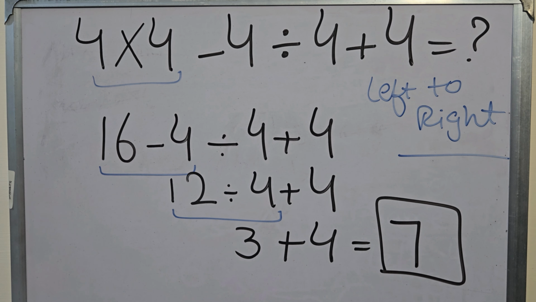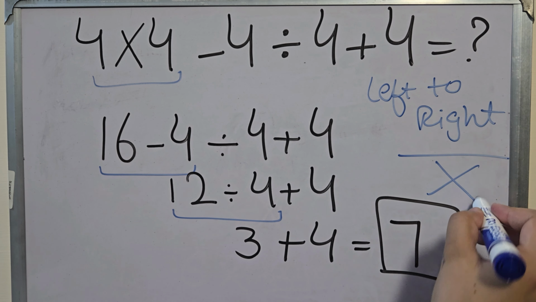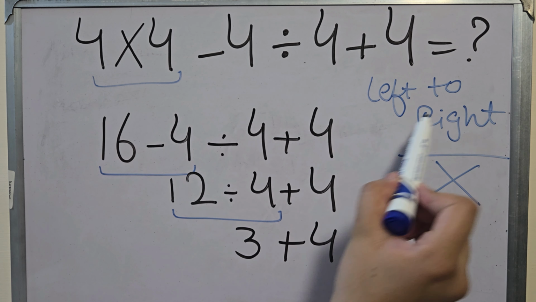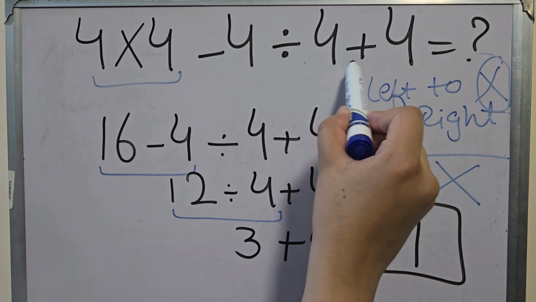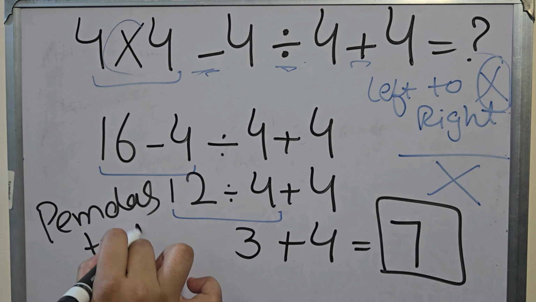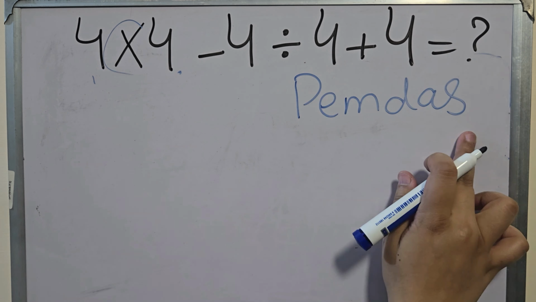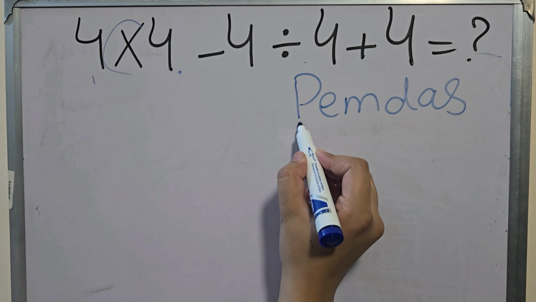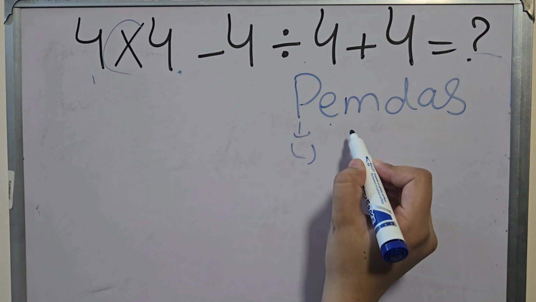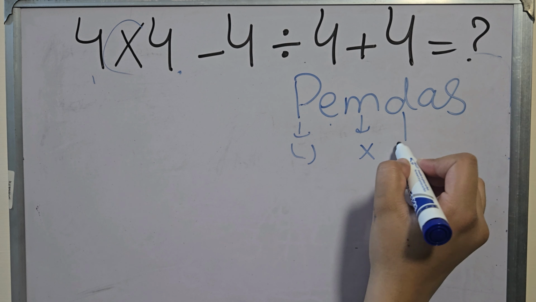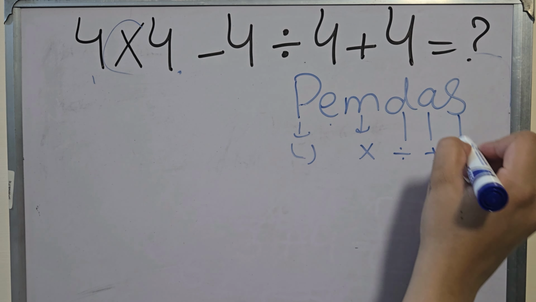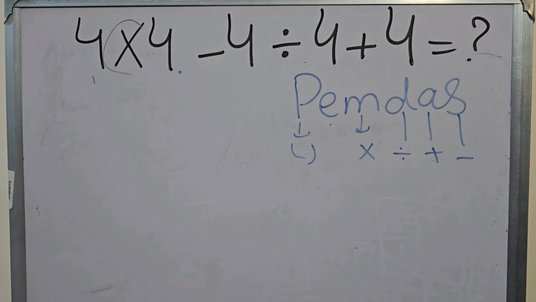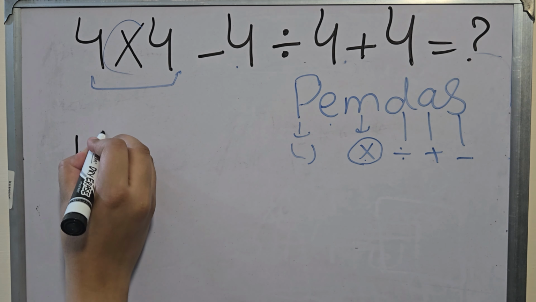Let's see why this answer is incorrect. If we solve this equation using the PEMDAS rule instead of left to right, let's see what the answer is. P is for parentheses, E is exponent, M is multiplication, D is division, A is addition, and S is subtraction.